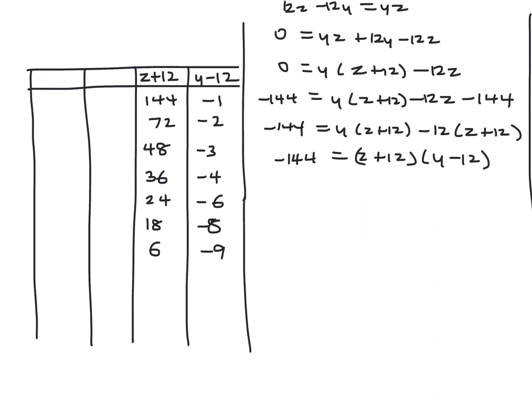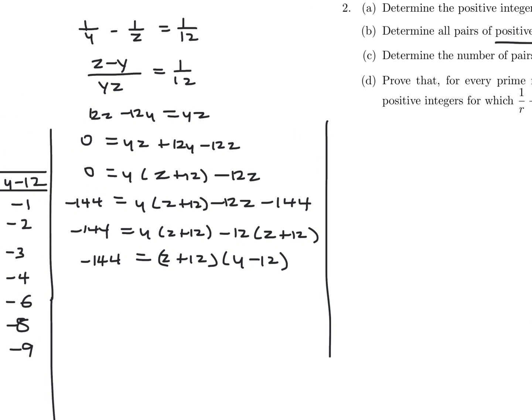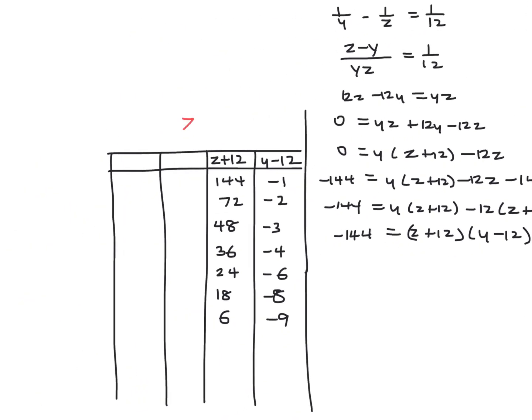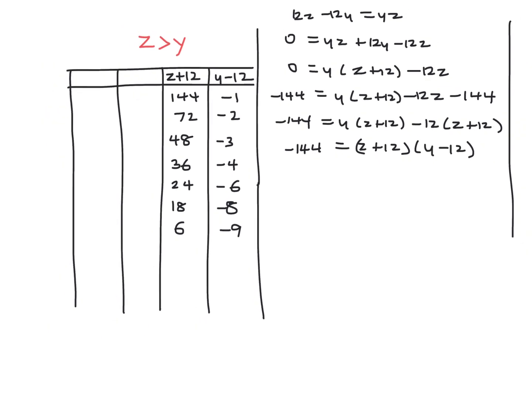Now, there is a very important point here. From the actual basic equation, since 1 over y minus 1 over z is positive, that basically means that z is greater than y. That's very important here. Let me put that over here actually. z is greater than y. And what that does is it kind of limits our possibilities, which is good. Otherwise, we'd have to keep going.